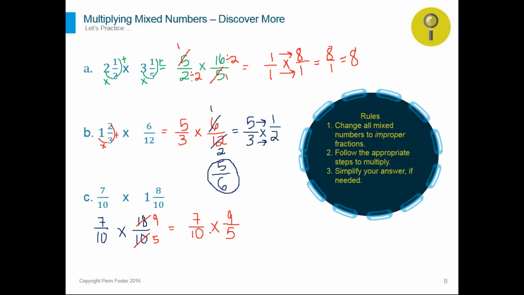Okay, let's see. Do I have anything I can cancel out? 7 and 5, nothing. 7 and 10, no. 9 and 10, no. 9 and 5, no. Just multiply across. 7 times 9 will give you 63 on the top. On the bottom, 10 times 5, of course, is 50.